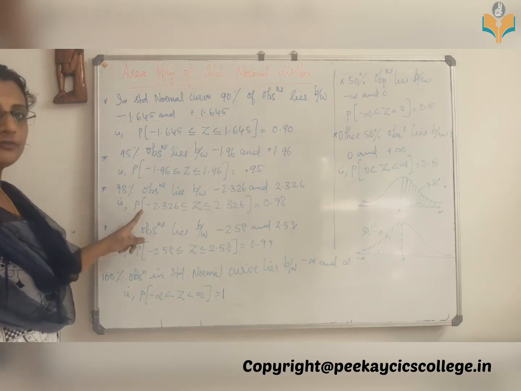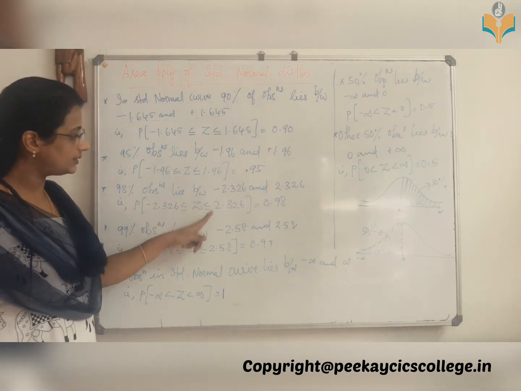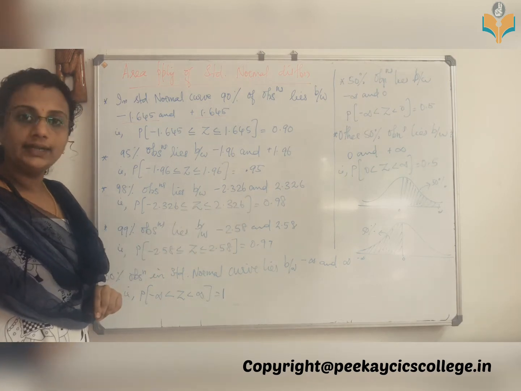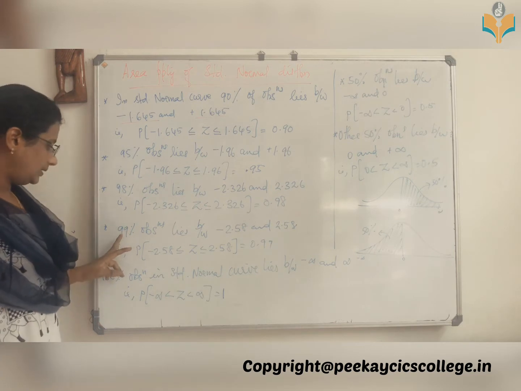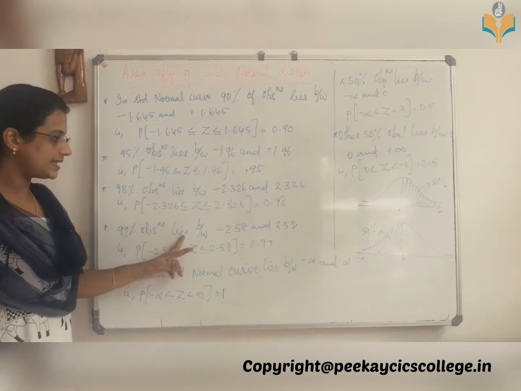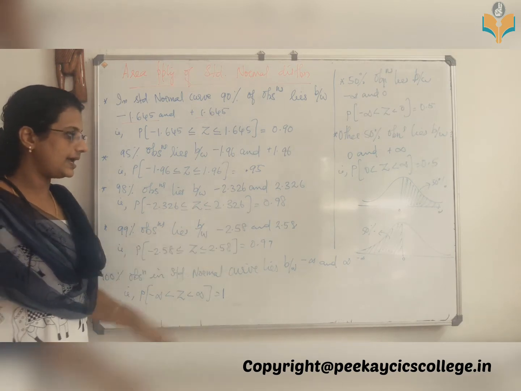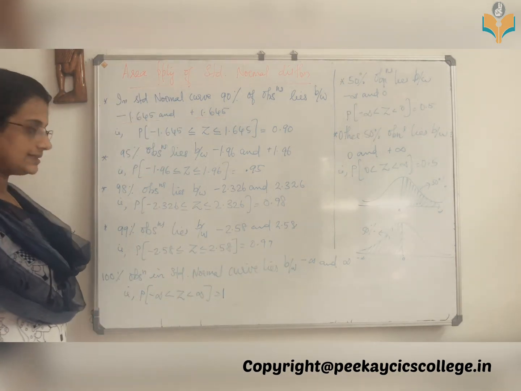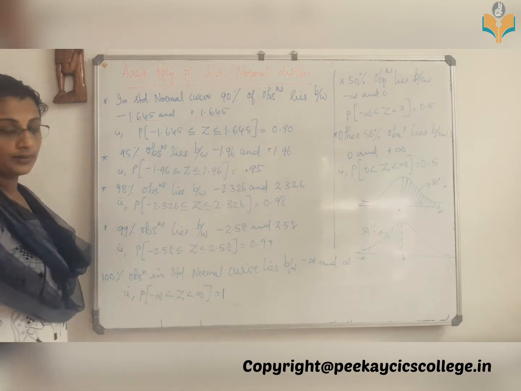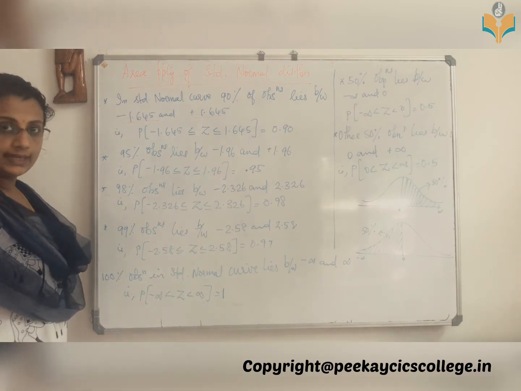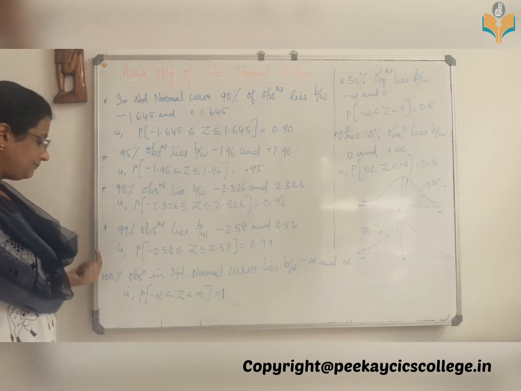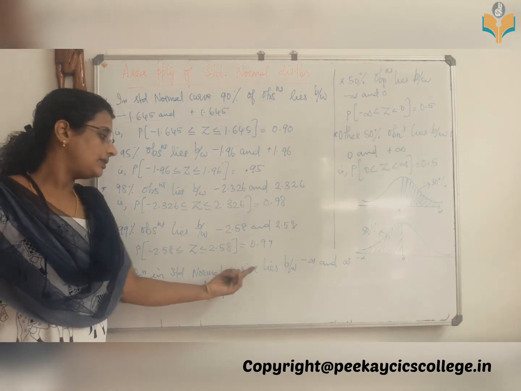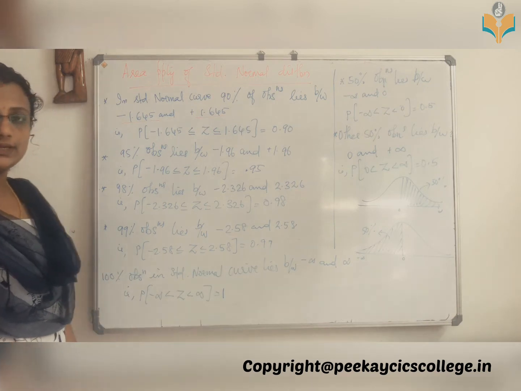That is, the probability of minus 2.326 less than or equal to z less than or equal to 2.326 equals 0.98. Next one, 99% of observations lie between minus 2.58 and plus 2.58. That is, the probability of minus 2.58 less than or equal to z less than or equal to 2.58 equals 0.99. That is 99%. Then the observations in a standard normal curve lie between minus infinity and plus infinity.